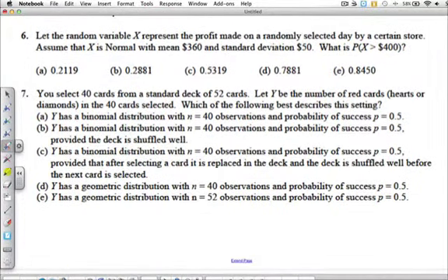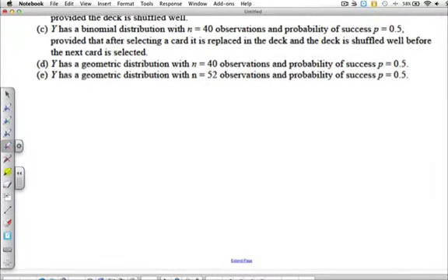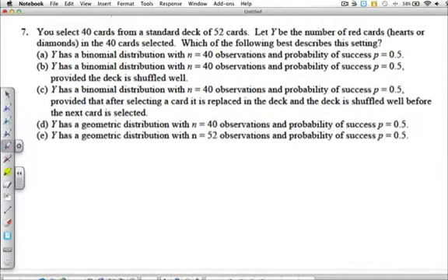Number 6. Let a random variable x represent the profit made on a randomly selected day by a certain store. Assume that x is normal with a mean of 360 and a standard deviation of 50. What's the probability that x is greater than 400? Well, I should have given myself more room to answer this question. Let me extend the page and we'll do it down below.